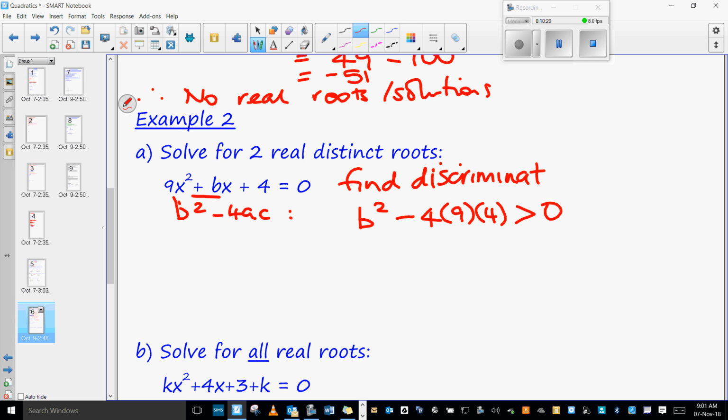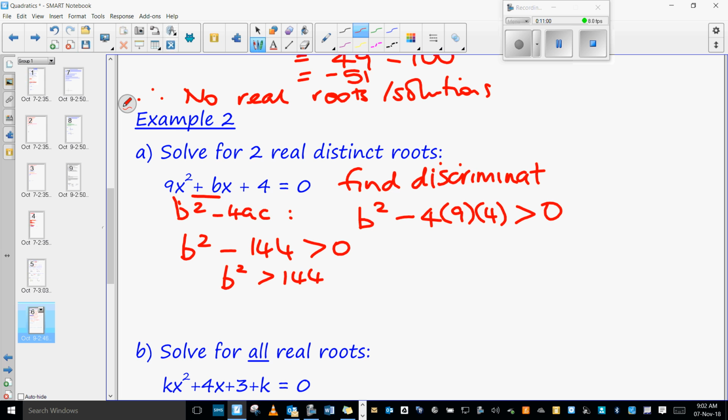So therefore b squared subtract 36 times 4, which is 144. So what do we do now? Add the 144. Yes, you can say that b squared is greater than 144.